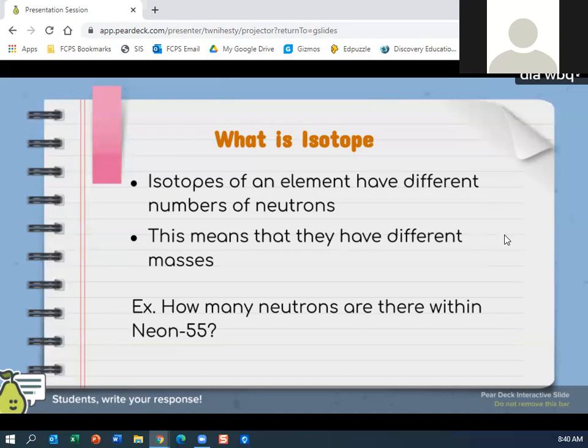Are you good for background? No, I like it. I love that background. Wow. It's stripped out.